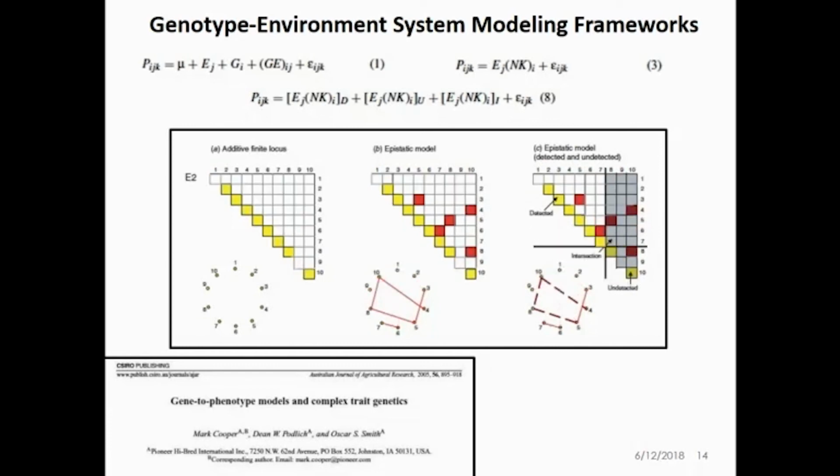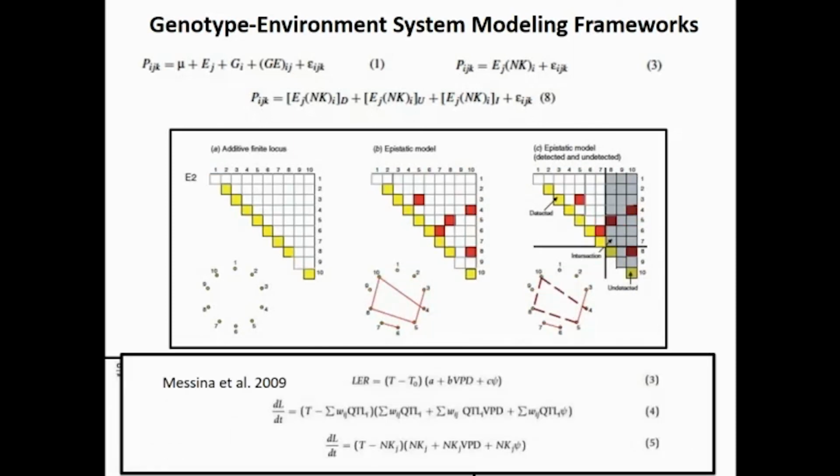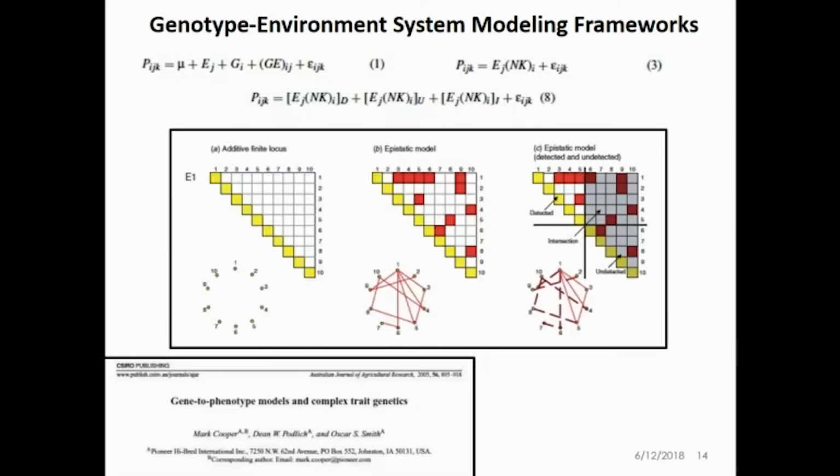And also you can have genotype by environment interaction, where some of these genes are switched on and off depending on their environmental inputs, which is very similar to those environmental inputs that are affecting these coefficients inside the crop growth model. So, yep, said that.